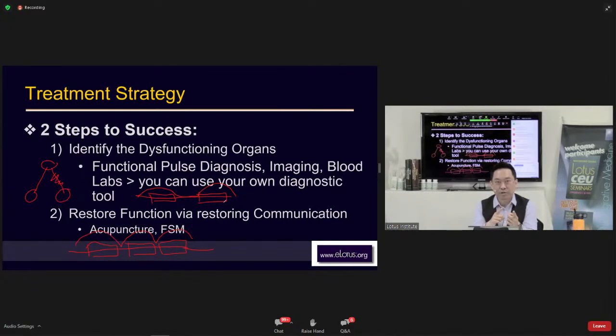The acupuncture actually, this is the beauty of acupuncture. Acupuncture has the ability to retrain your brain, reconnect the central nervous system to every single organ in your body. Okay. Now, FSM has that same ability, right? And the beauty of it is you don't have to use needles. Okay. Does that make sense?